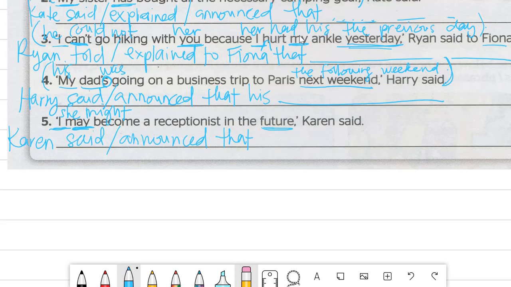Do we need to change in the future? Do we say in the following future? No need kan? Tak payah dah because it is already future. If we were to say the following future, dah redundant tau. Maksudnya following tu dah indicate future. Future tu itself is already indicating future. So macam tak perlu, no need. So tak payah change apa-apa. No need to change anything here. Okay? So sambunglah. Tulis your sentence. From here, she might become a receptionist in the future.